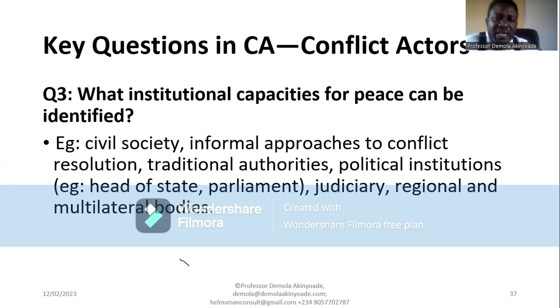So as conflict managers, we are not only conscious of things that are dividing people, we are also conscious of things that bring people together. These things could be religious things, cultural things, traditional things, social things, political things. Also, institutional things like the judiciary, regional and multilateral bodies can be used.